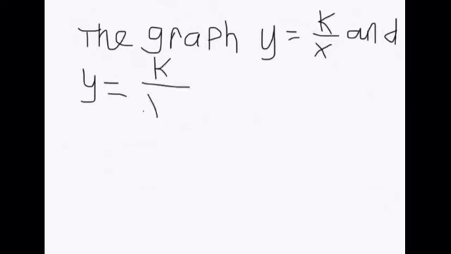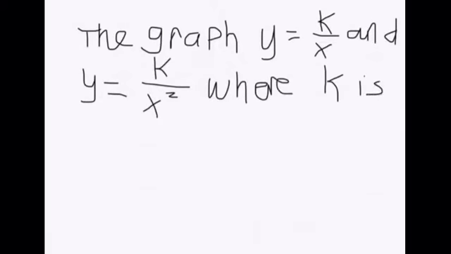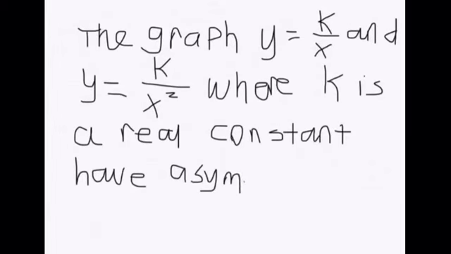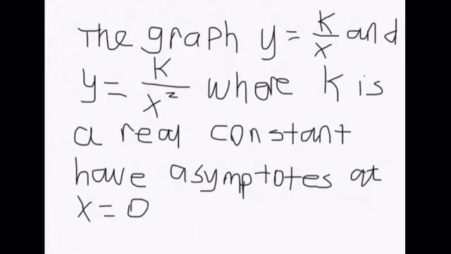You also need to know that the graph of y equals k over x and the graph of y equals k over x squared, where k is a real constant, will have asymptotes at x equals 0 and y equals 0. This is because the fraction cannot have 0 as its denominator, so it will have no solution. Therefore, they do not intersect the axis.